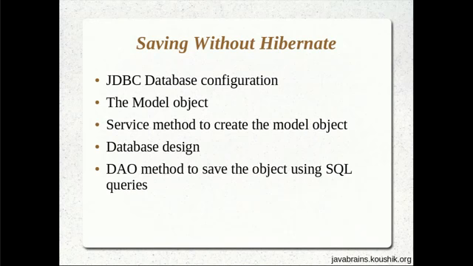The next step is to actually write the DAO layer. We need to write code, which is a method which takes this object and generates the SQL queries. It uses the JDBC connection and it creates a connection. It runs the query and it inserts the data to the database. So these are, at a high level, the steps required in order to save an object to the database if we were not using Hibernate.